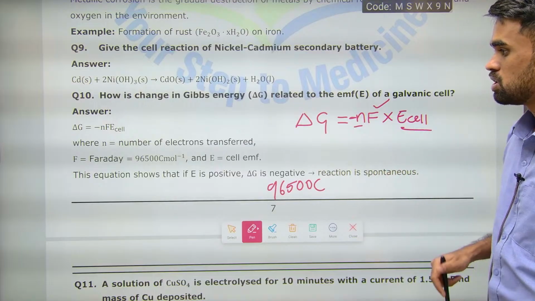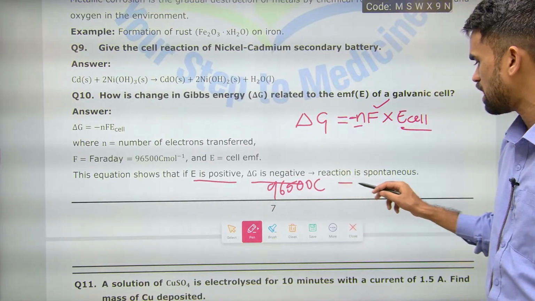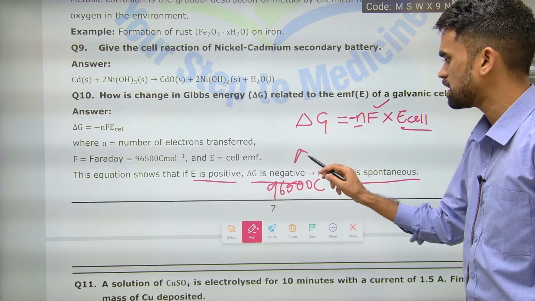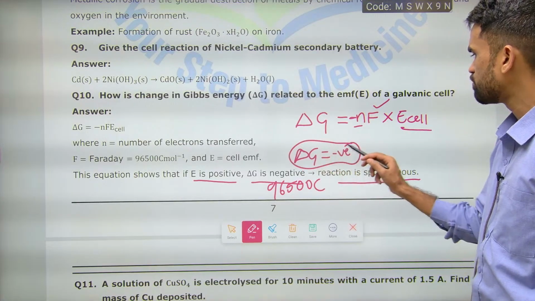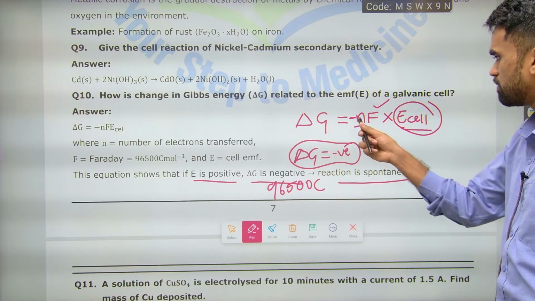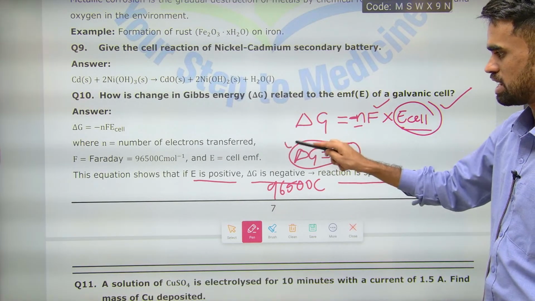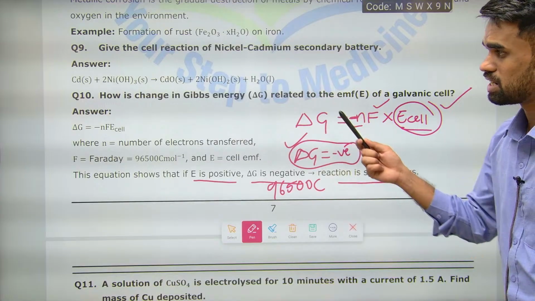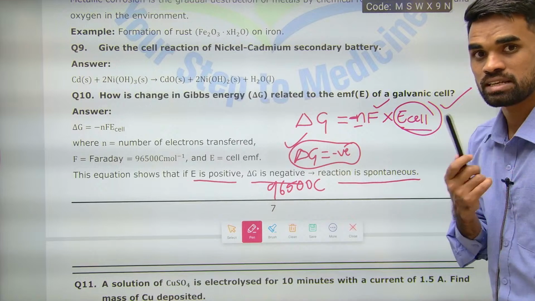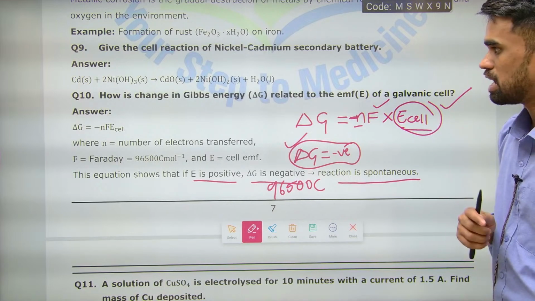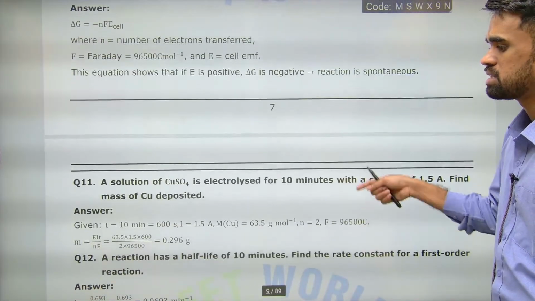This equation shows that if E cell is positive, the reaction is spontaneous. For a spontaneous process, delta G must be negative. In order to make delta G negative, E cell has to be positive, since we already have a negative sign here. If E cell is positive, then delta G is negative and the cell is spontaneous. If E cell is negative, delta G becomes positive, and that is a non-spontaneous reaction and cell. Like that we can identify the spontaneity of a cell reaction.